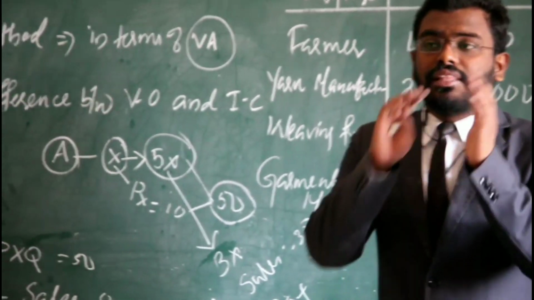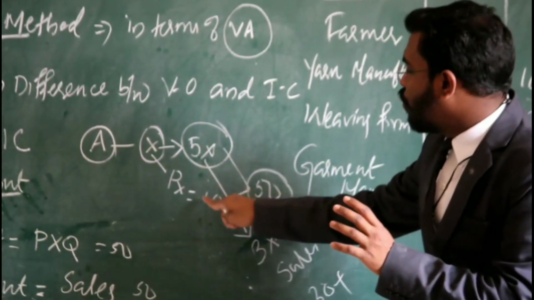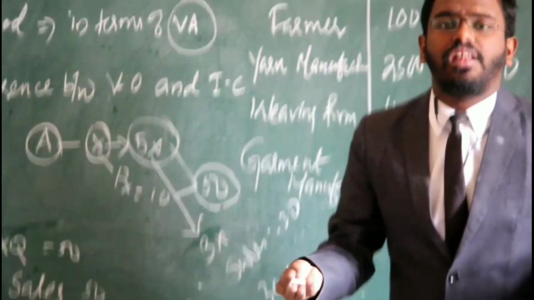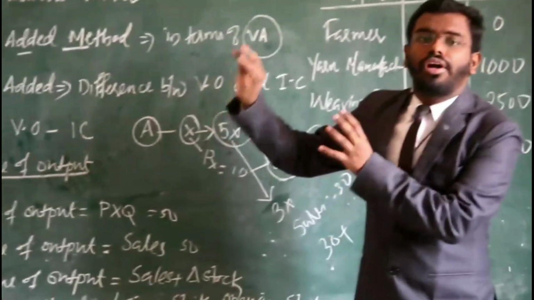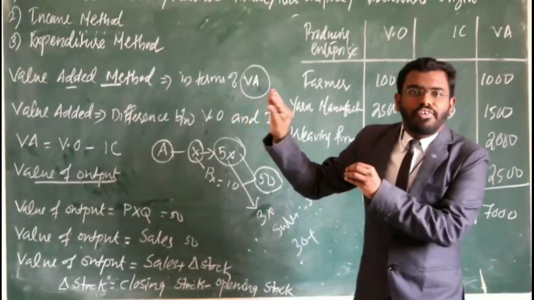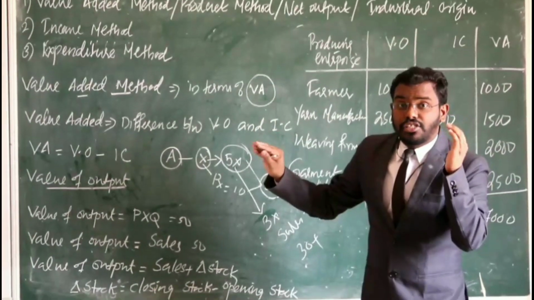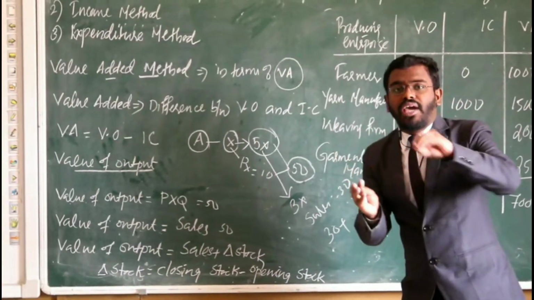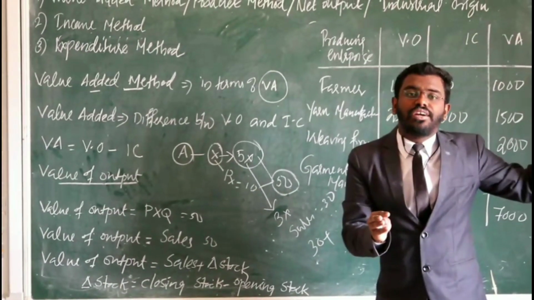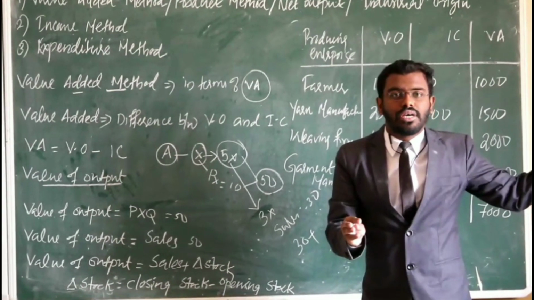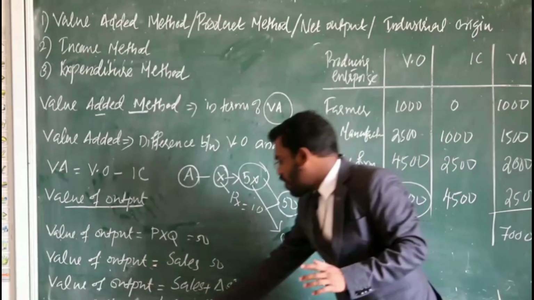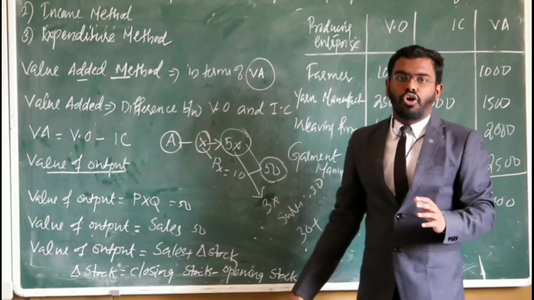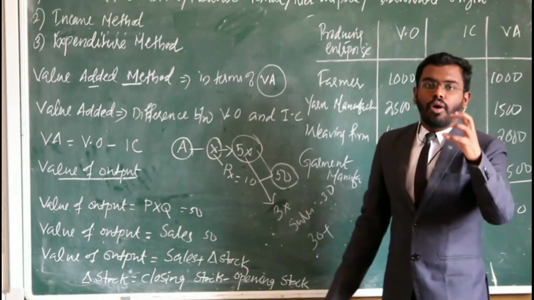Change in stock means the unsold item. Here 2 units of X he can't sell into the market, so that will become an unsold item. So what is another name of unsold item? Inventory stock. This 2 will be added along with the inventory stock of that particular producer. So change in stock means closing stock minus opening stock.